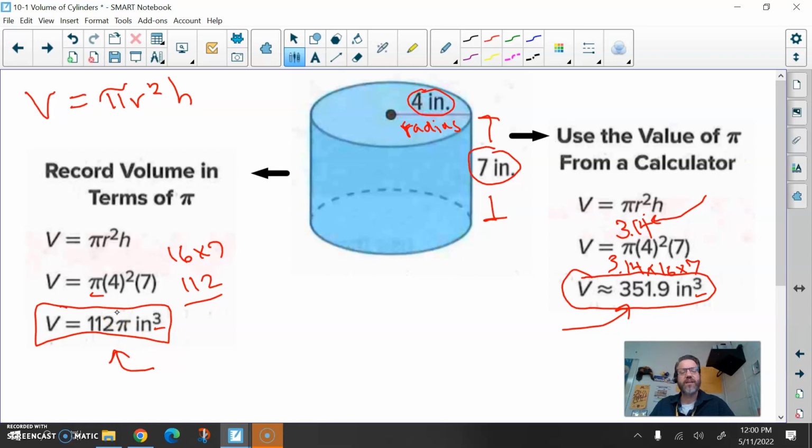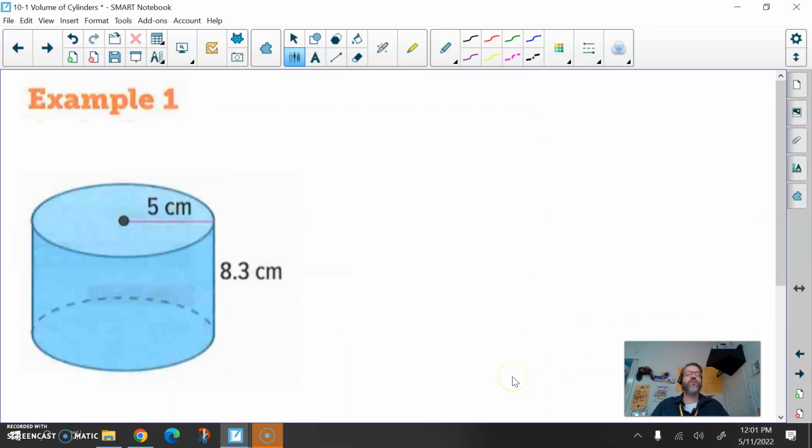Okay? All right, so that's why sometimes we would just do it like that in terms of pi. So if you're ever asked to give the volume in terms of pi, that's what it's saying: just don't put 3.14 or anything else in for pi. Just solve this part and show it being taken times pi. Okay? All right, let's look at example 1 here.